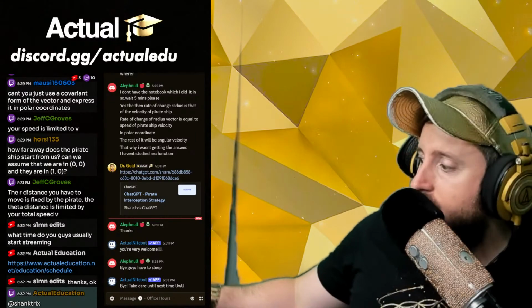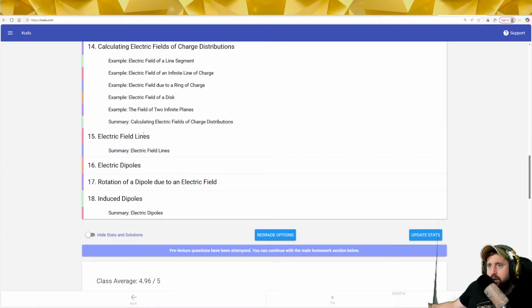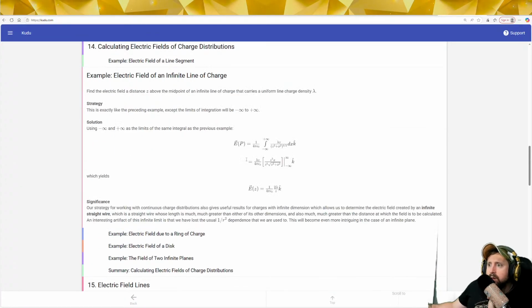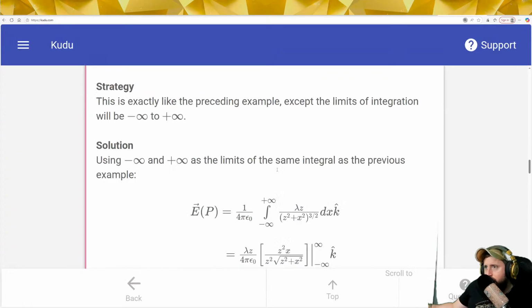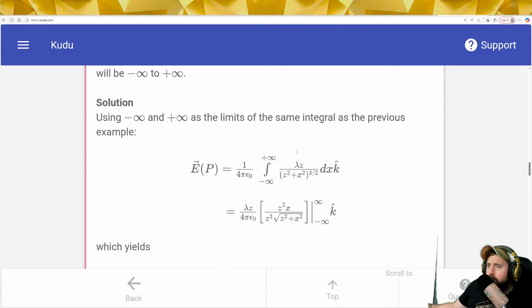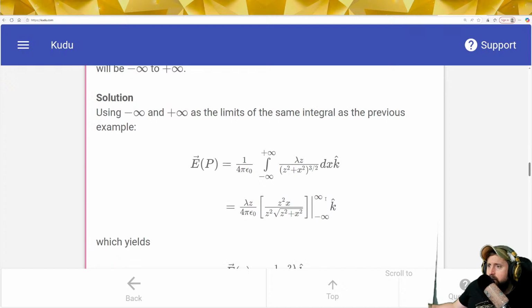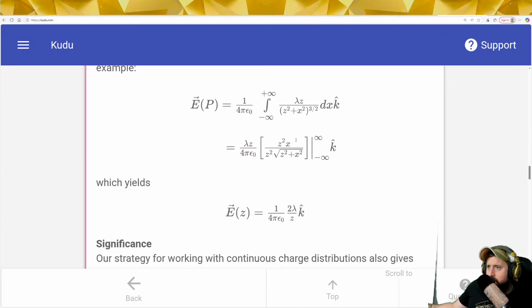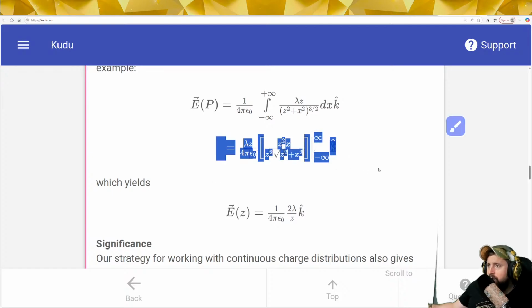Yes. Okay, let me see. I want to make sure. I think here, electric field of an infinite line of charge, I believe this is wrong. I think we still got that, we still got lambda z. Yeah, that was okay. And then from negative infinity to infinity, this expression here is not okay.